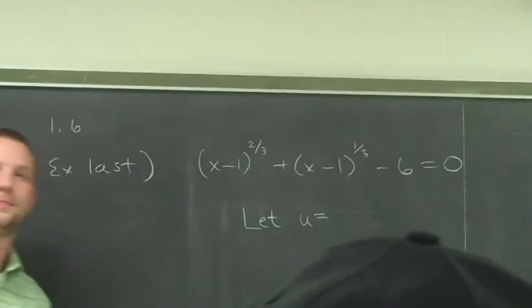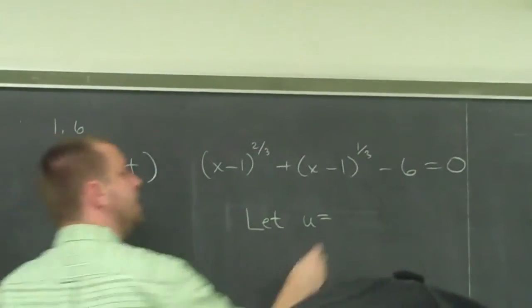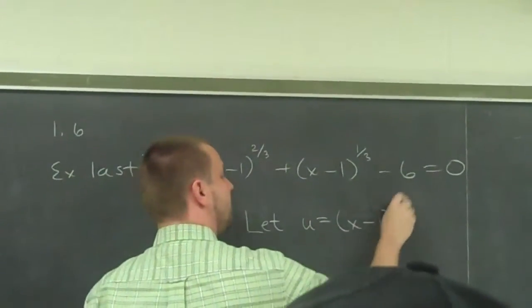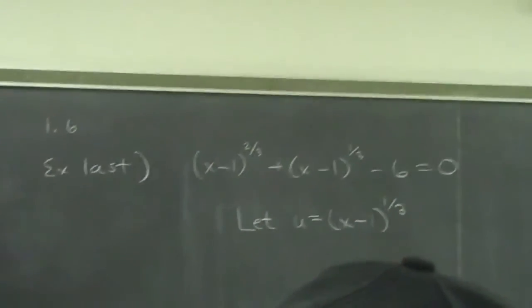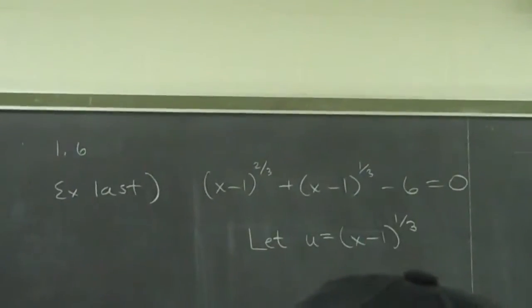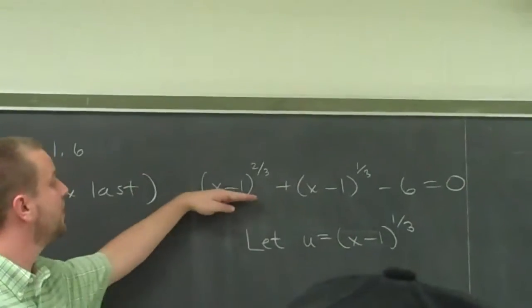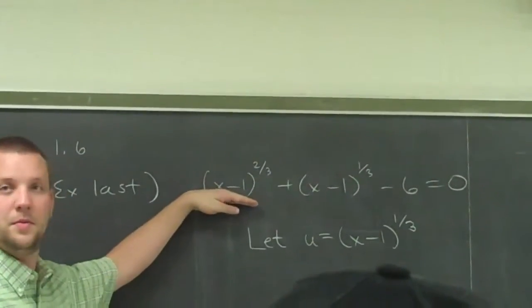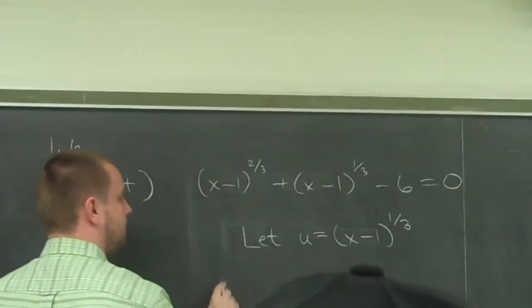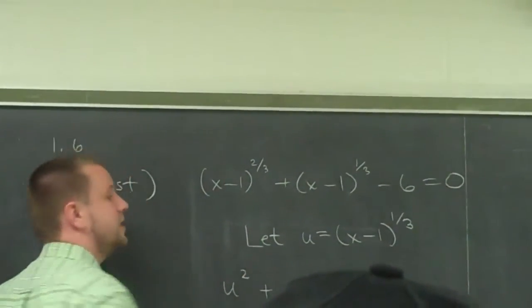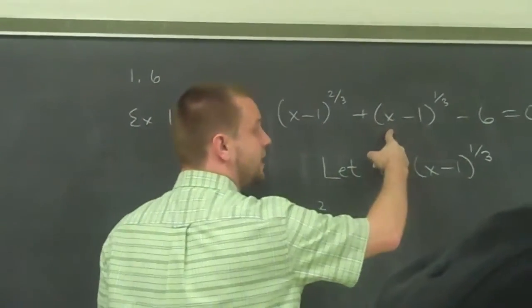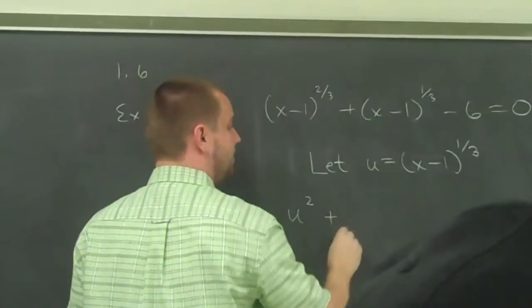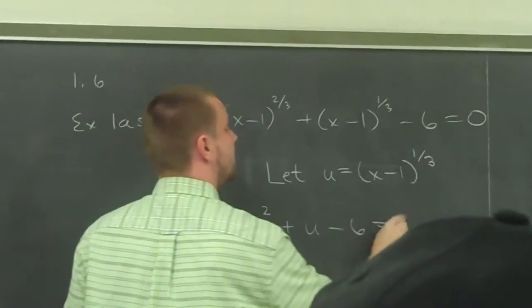then what should u be? x minus 1 to the 1/3, the smaller exponent. Since that's what we're defining u to be, then x minus 1 to the 2/3 power is equivalent to u squared, plus u, which is what we defined u to be, minus 6 equals 0.